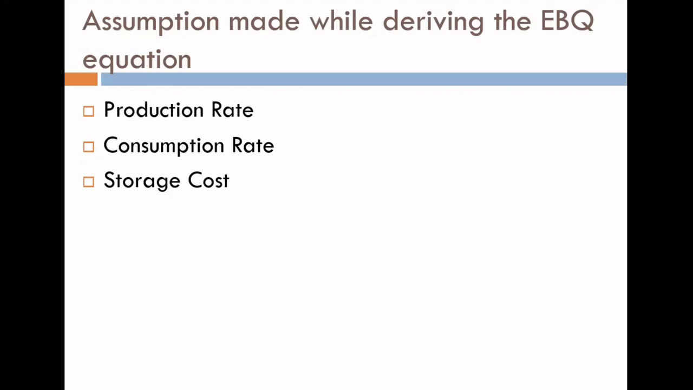And the third one is the storage cost: rent of the space occupied by the material and finished product kept in store, store maintenance cost, and the interest on the capital blocked in them, etc. are the storage cost.